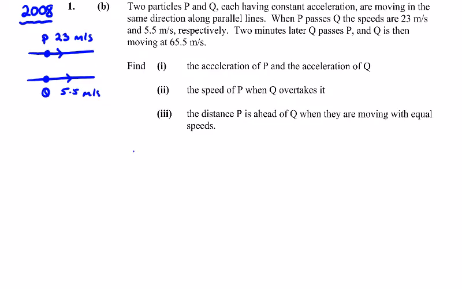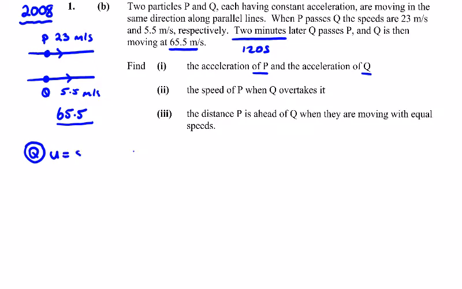Two minutes later, so it's 120 seconds, Q passes P, and Q is then moving at 65.5. So we have more information about Q than P. 65.5 is after 120 seconds. So we want the acceleration of P and of Q. Okay, let's see what's happening with Q. We seem to have more information on him.